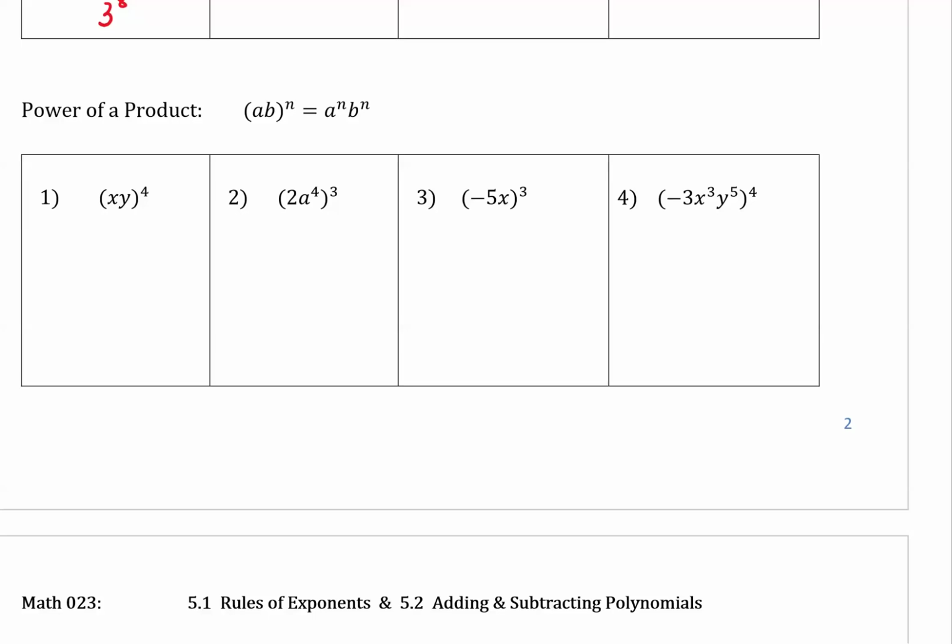xy to the 4th. If we use our power of a product rule, that is going to give us x to the 4th, y to the 4th. If you would prefer to write it out or just use the definition, I can show you why this works. If you have xy to the 4th, that means you have xy times itself 4 times. And then if you group your x's together, group your y's together, you can see that you have x to the 4th, y to the 4th.